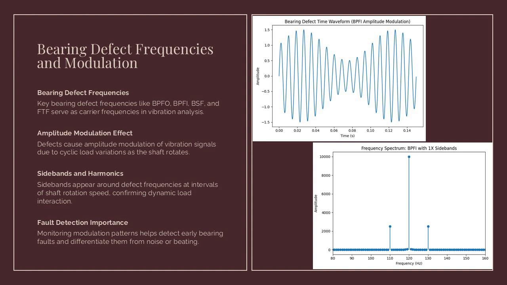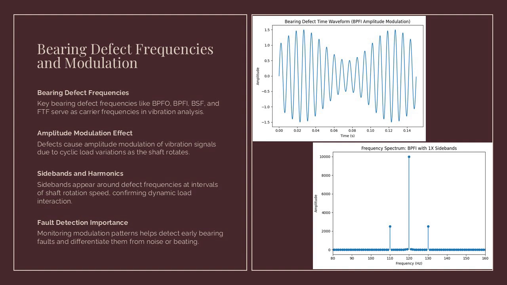The presence of sidebands in bearing fault analysis is significant because it confirms that the defect is interacting dynamically with the load, which increases the risk of failure. Analysts monitor these patterns to detect early-stage bearing faults and schedule maintenance before catastrophic damage occurs. Recognizing amplitude modulation in bearings is essential for accurate diagnosis and for differentiating it from other phenomena such as random noise or beating, which do not produce structured sideband patterns.